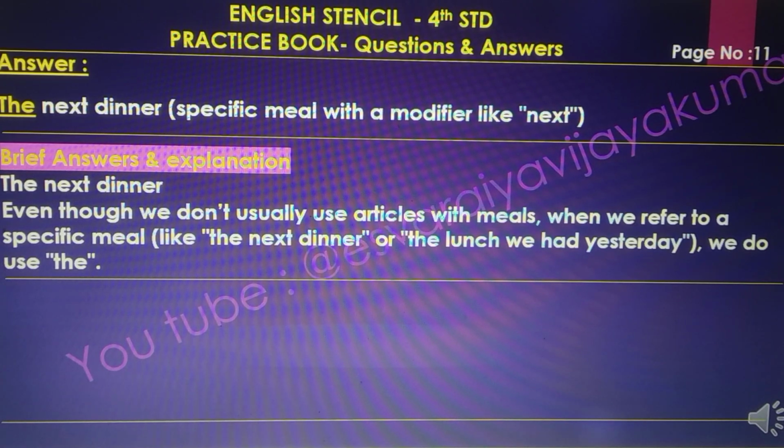The brief explanation: the next dinner. Even though we don't usually use articles with meals, when we refer to a specific meal like the next dinner or the lunch we had yesterday, we do use the.